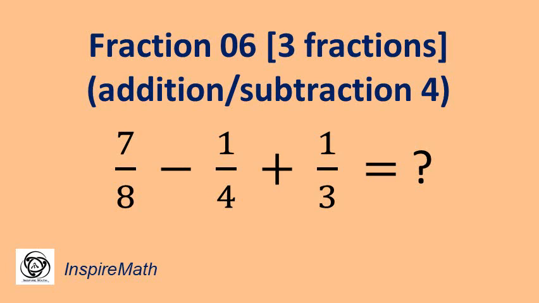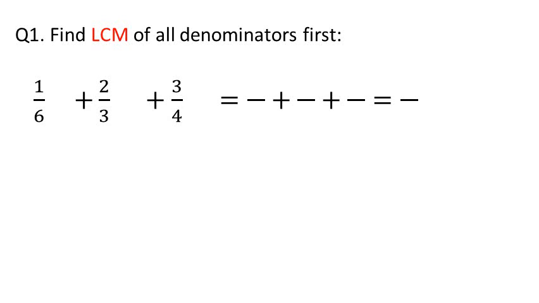Today we're going to study how to add or subtract 3 or more fractions by finding the lowest common multiple. Let's look at some of the questions. Question number 1. 1 over 6 plus 2 over 3 plus 3 over 4. Let's find the lowest common multiple of the denominators, 3, 4, and 6.